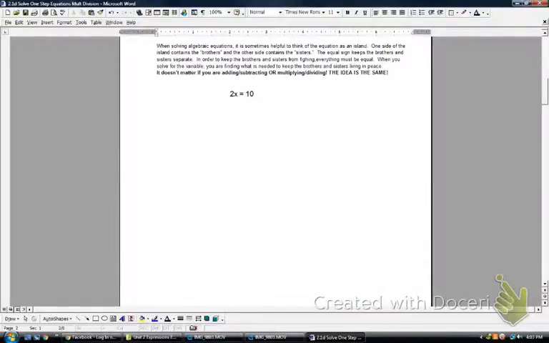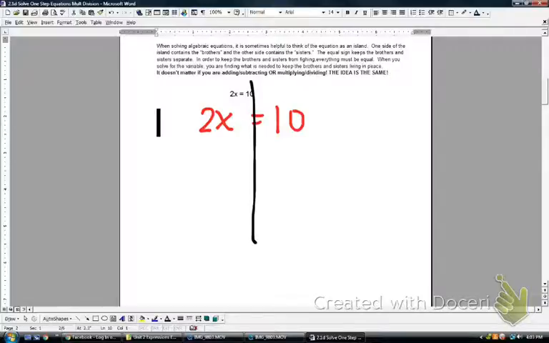So I put the same story from yesterday back into this because the same idea applies. We have the brothers and the sisters, and the equal sign separates them, and we're trying to get the brothers and sisters to live in peace. So now we have a new situation to look at. We have 2x equals 10. And just like before, I'm going to separate my brothers and my sisters. On my brother's side, I have 2x, and when I have a number and a variable stuck together, that means to multiply. So this is actually 2 times x, and mathematicians know and understand when there's not a sign in between, they're being multiplied. And then on my other side, I have 10.